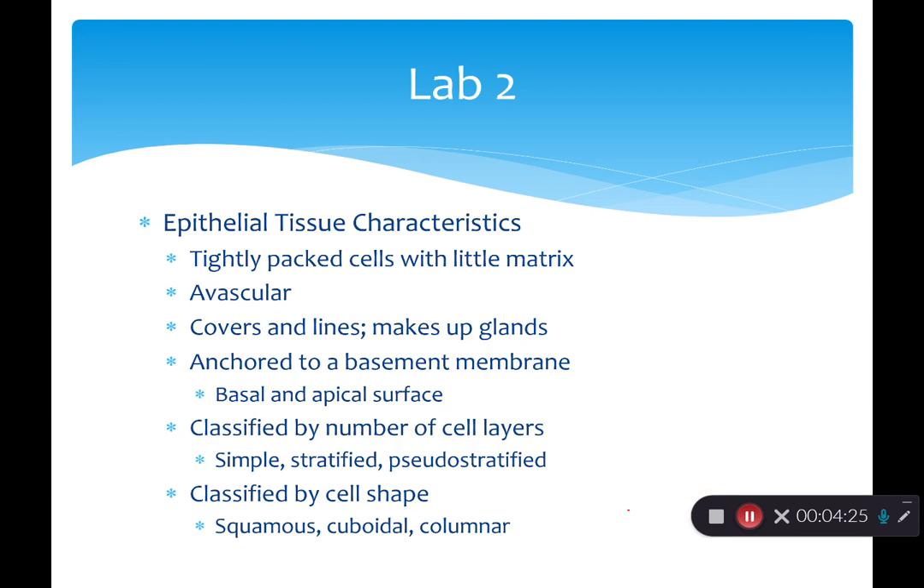Starting with epithelial tissues. Epithelial tissue characteristics: they're going to be tightly packed cells with little matrix to see under the microscope. So you're mainly going to see the cells that are squished together. Epithelial tissue is avascular, and A means not. Vascular refers to blood vessels. So epithelial tissues are avascular, no blood vessels running through them.